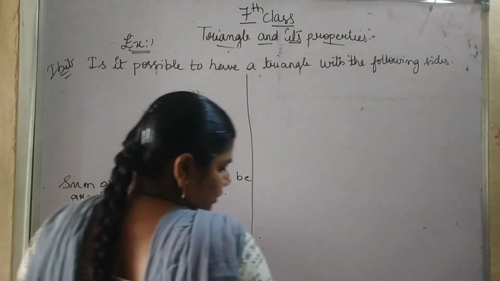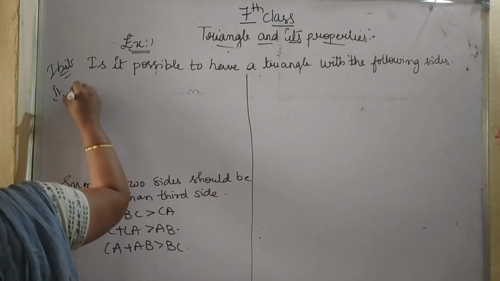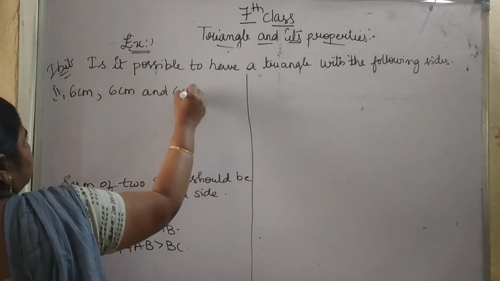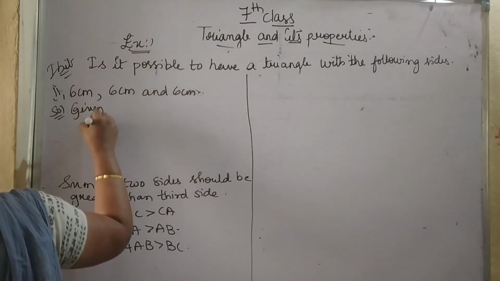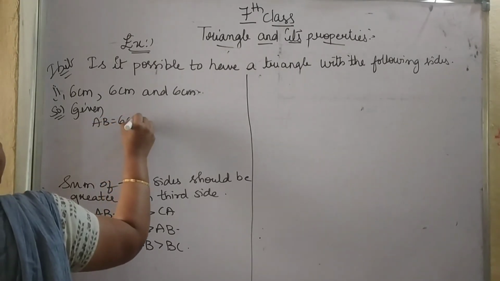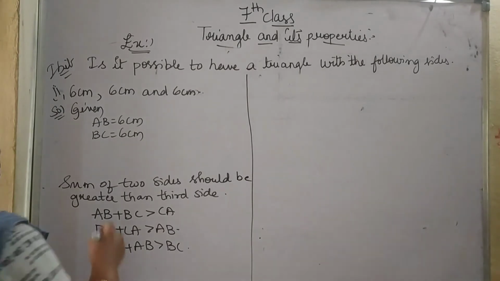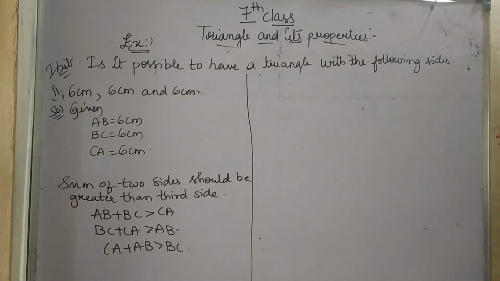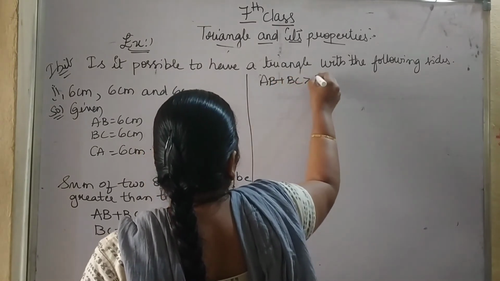So what are the measurements? The given measurements are 6, 6 and 6. So the second one: 6 centimeters, 6 centimeters and 6 centimeters. So AB is equal to 6 centimeters, BC is also equal to 6 centimeters and CA is also equal to 6 centimeters. Now these three conditions should be satisfied. What is the first condition? AB plus BC should be greater than CA.